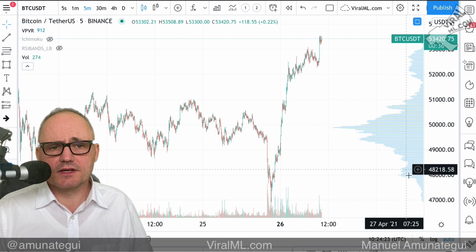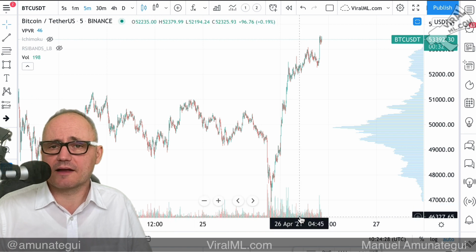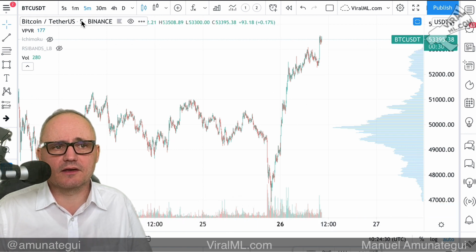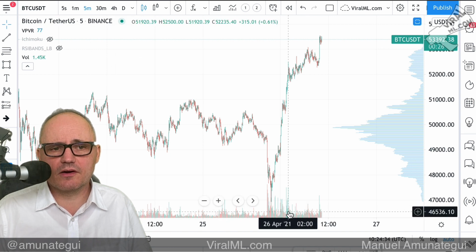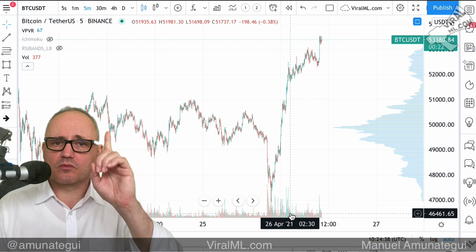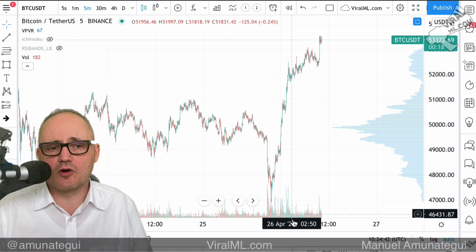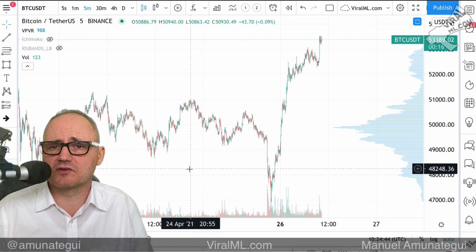So here it is. What's the difference between these two things? This is your volume at time. We're looking at a 5-minute chart of Bitcoin on Binance, so every bar here represents 5 minutes of volume. It's green if that bar closed above the open, and red if it closed below the open, and that's that simple. But it's based on time.